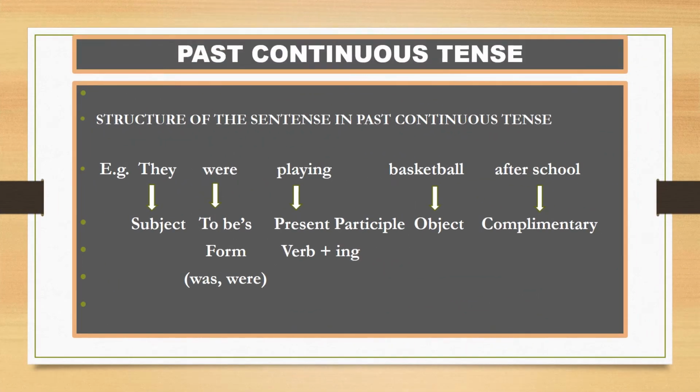Now, see the structure of the sentence in past continuous tense. For example, they were playing basketball after school. Here, they is the subject of the sentence. Were is the to be form. Here, we use was or were as the to be form. Then the present participle, that is verb plus ing form. Then the object and the remaining sentence. After school is the remaining sentence.